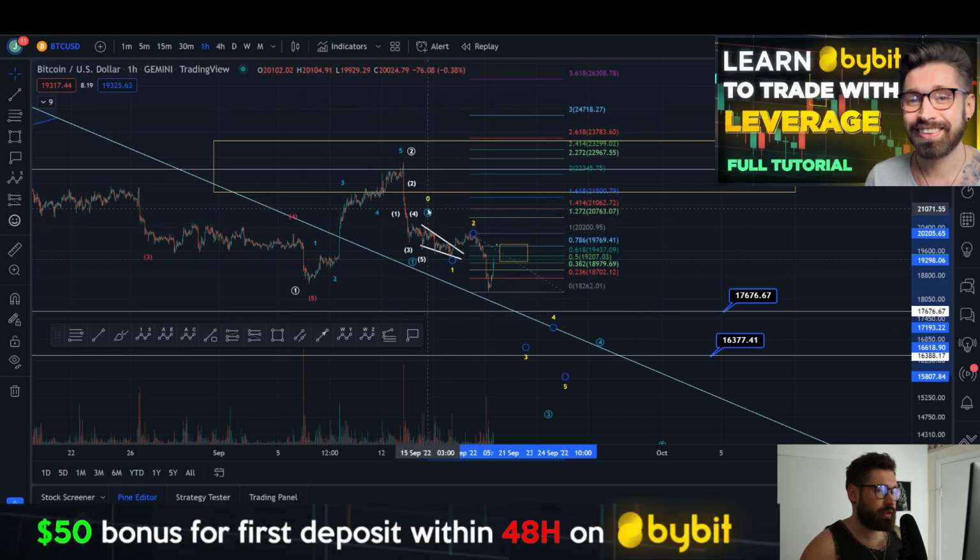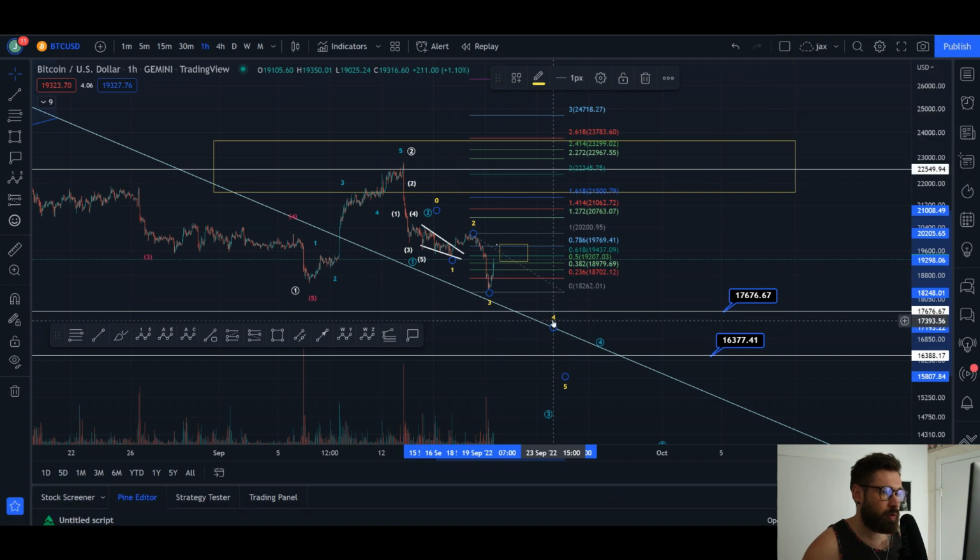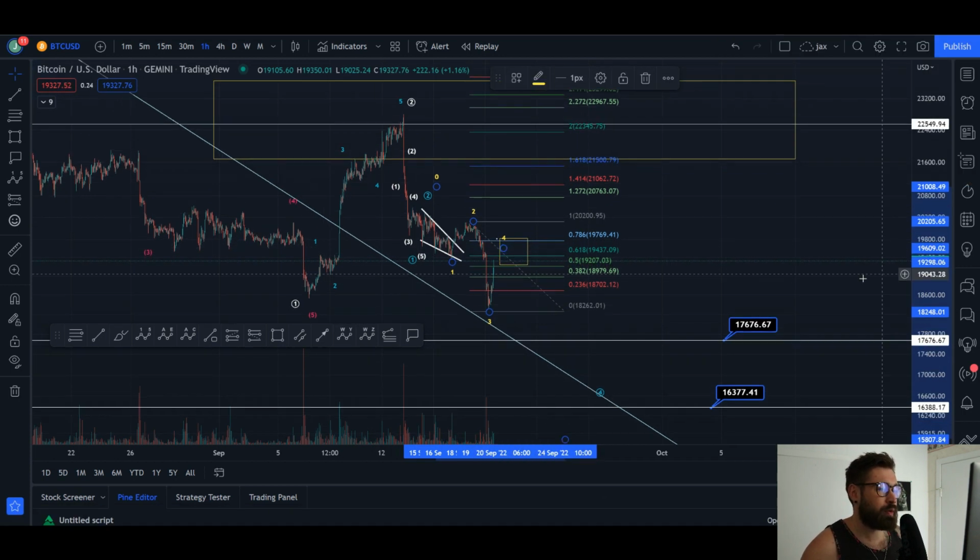Just going to get this little 0 out of here. This is a wave 3. This is a wave 4. However, as you can see here, we are starting to push above the 0.5, which invalidates that as a wave 4. Makes it much less likely.